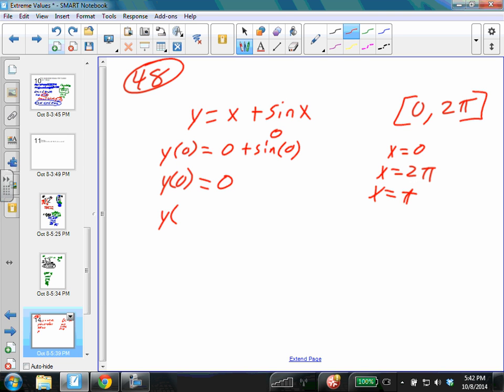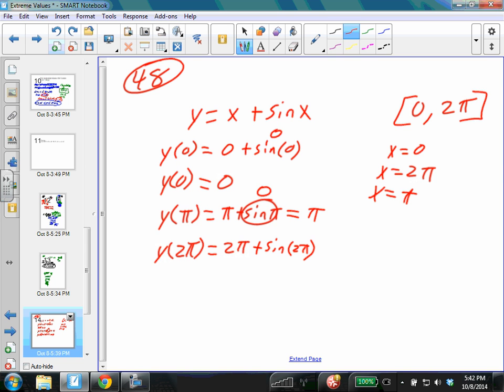And then y of pi would be pi plus the sine of pi. Well, the sine of pi is 0, so this will just be pi. And then y, if we check 2 pi, that'll be 2 pi plus the sine of 2 pi. And the sine of 2 pi is 0, so this will be 2 pi plus 0, which is 2 pi.